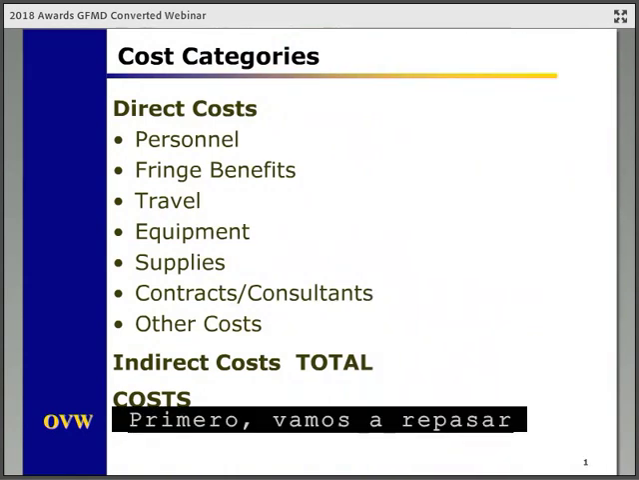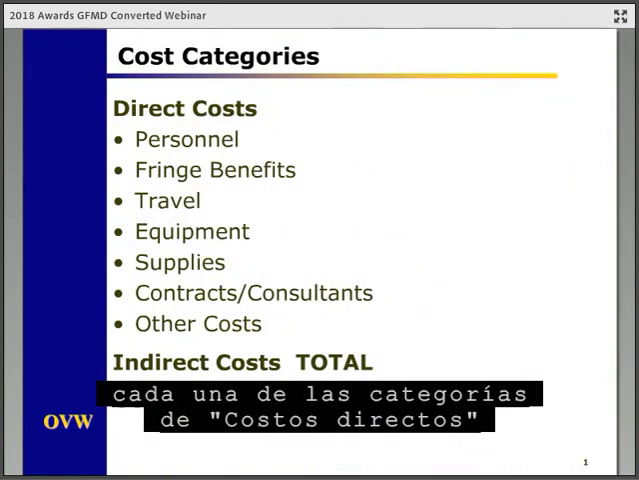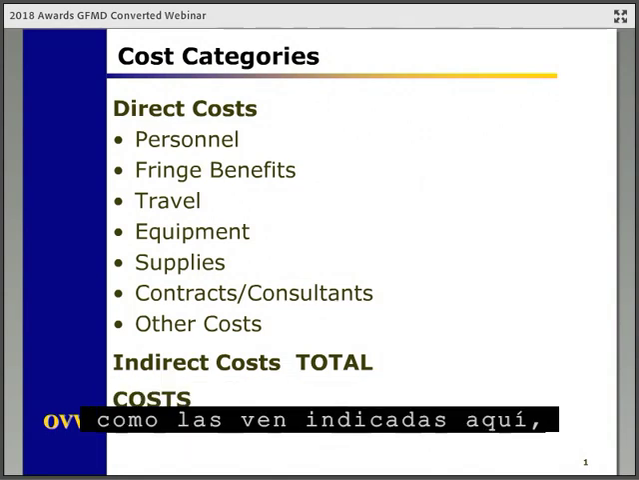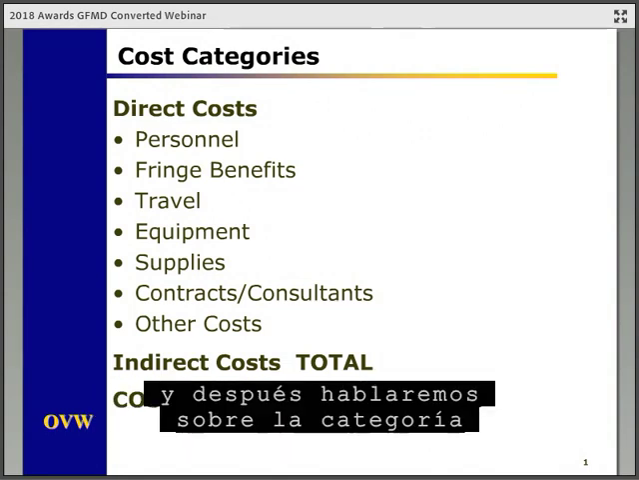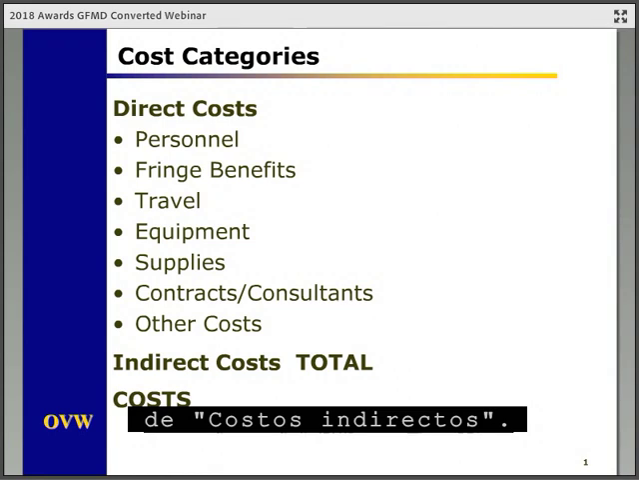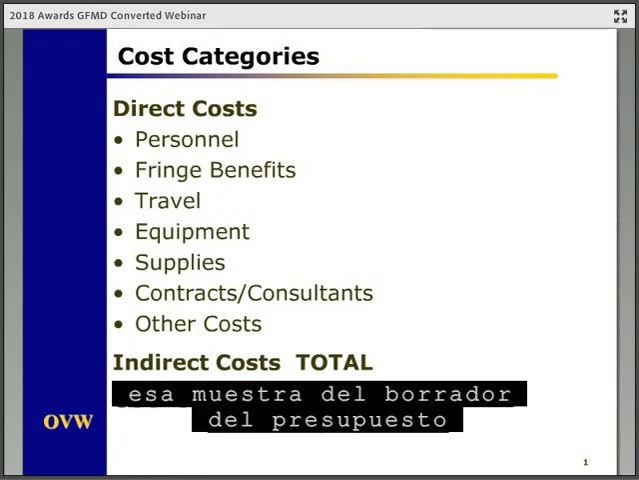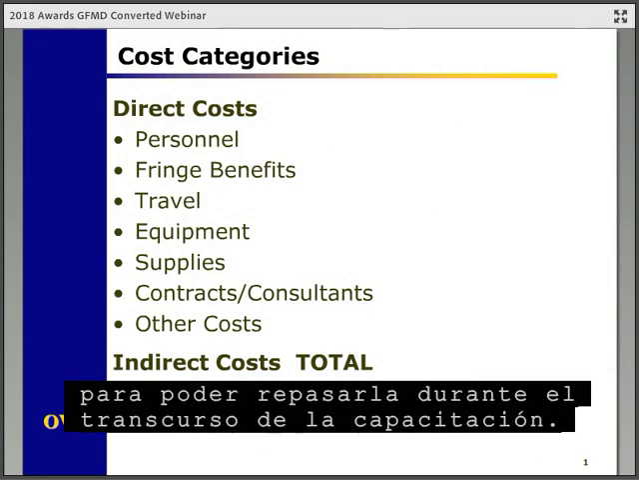So first, we're going to go through each of the direct cost categories as you see listed here, and then we'll discuss the indirect cost category. And remember, pull out that sample budget worksheet so we can go through it while we go through the training.